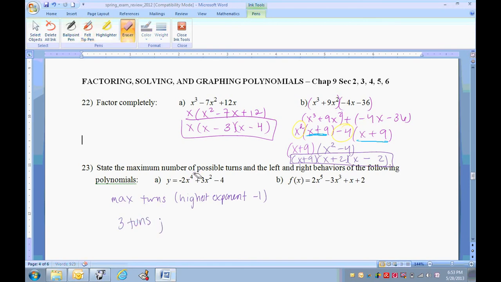And then we look at whether the degree or the highest exponent is positive or negative. Well, in this case, now we need to figure out if left or right is going up or down in this curve. Well, to figure out the left side behavior, we look at the leading coefficient.